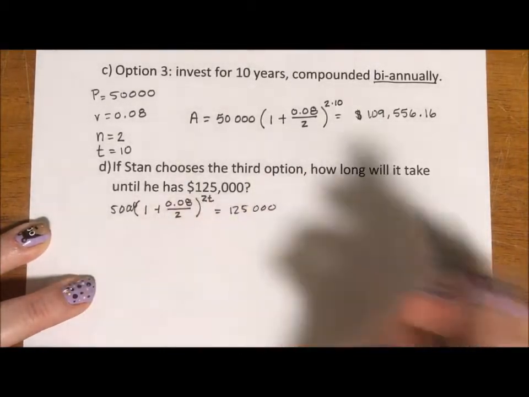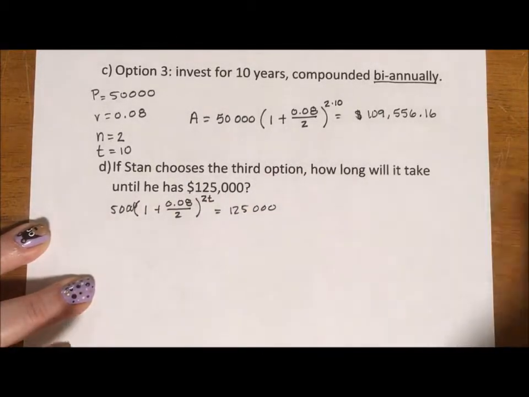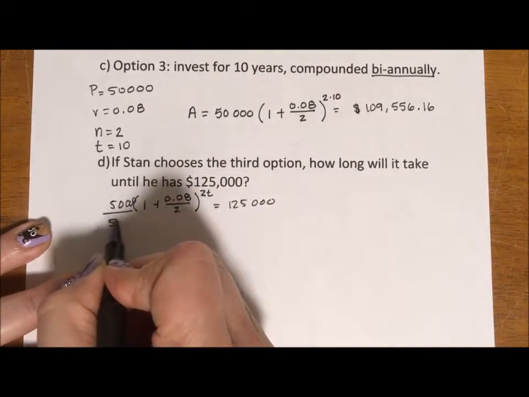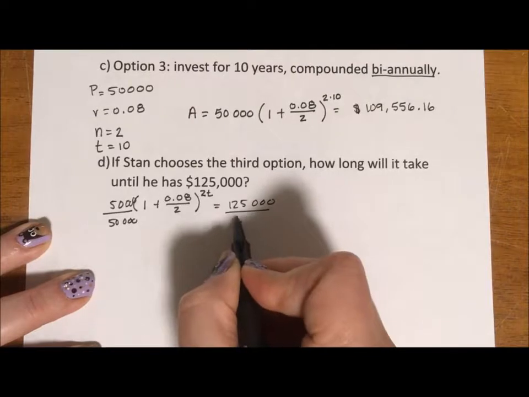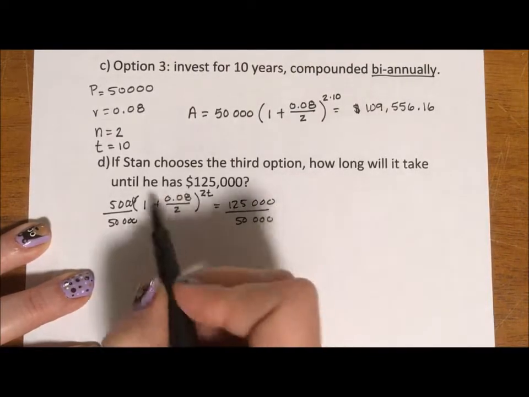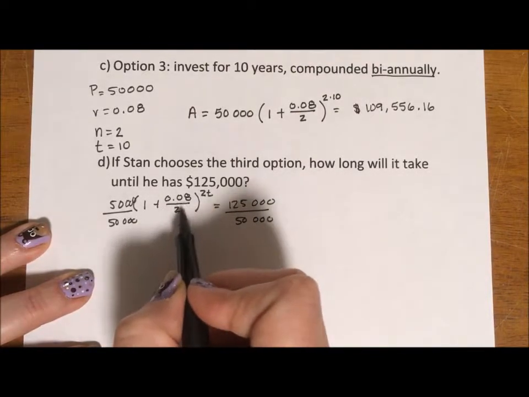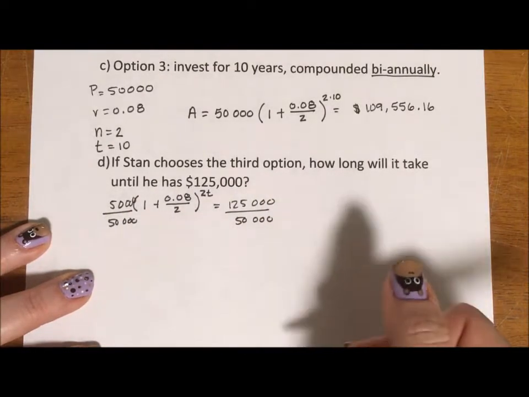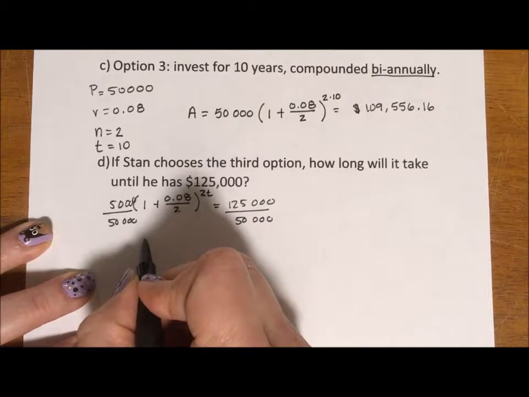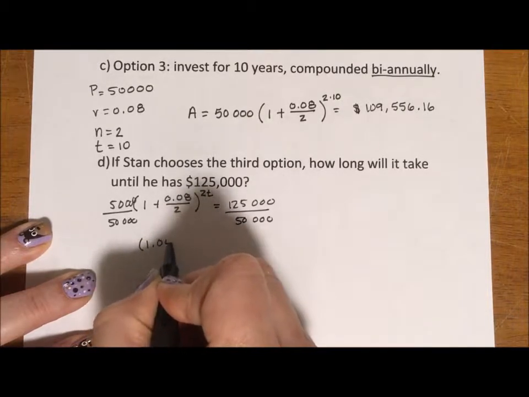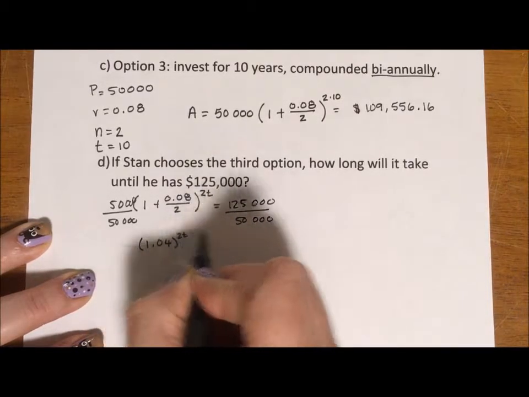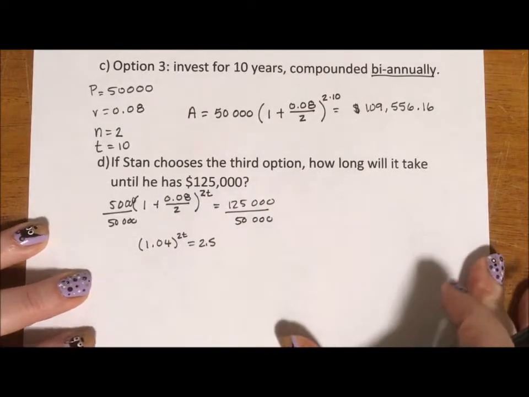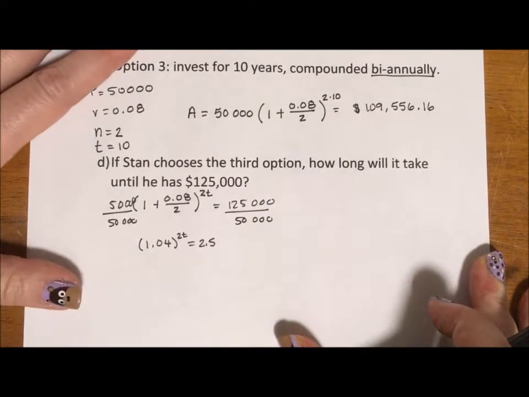I could have left it at 50 and 125 because when we divide it out, either way, it's going to end up being 2.5. So I divide both sides by my 50,000 and I get the 2.5 I just promised. I can leave this as 1 plus 0.08 divided by 2. It's the precise way of doing it, but because 2 goes into 8, I'm actually going to say 1.04 to the 2t, I don't need the parentheses, equals 2.5. At this point, I have two options on how I choose to solve this.